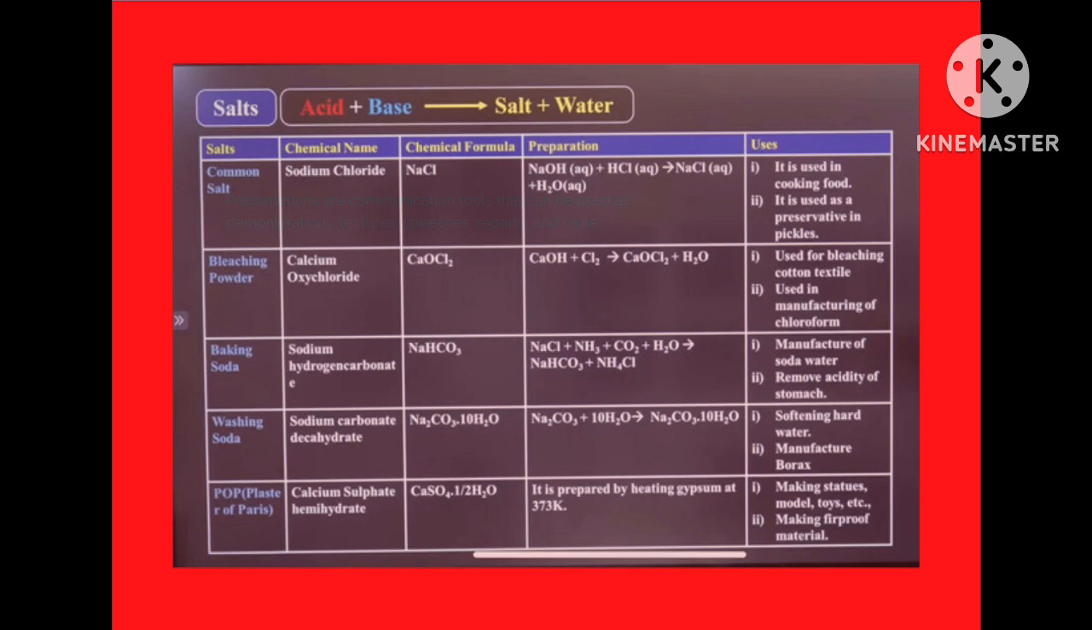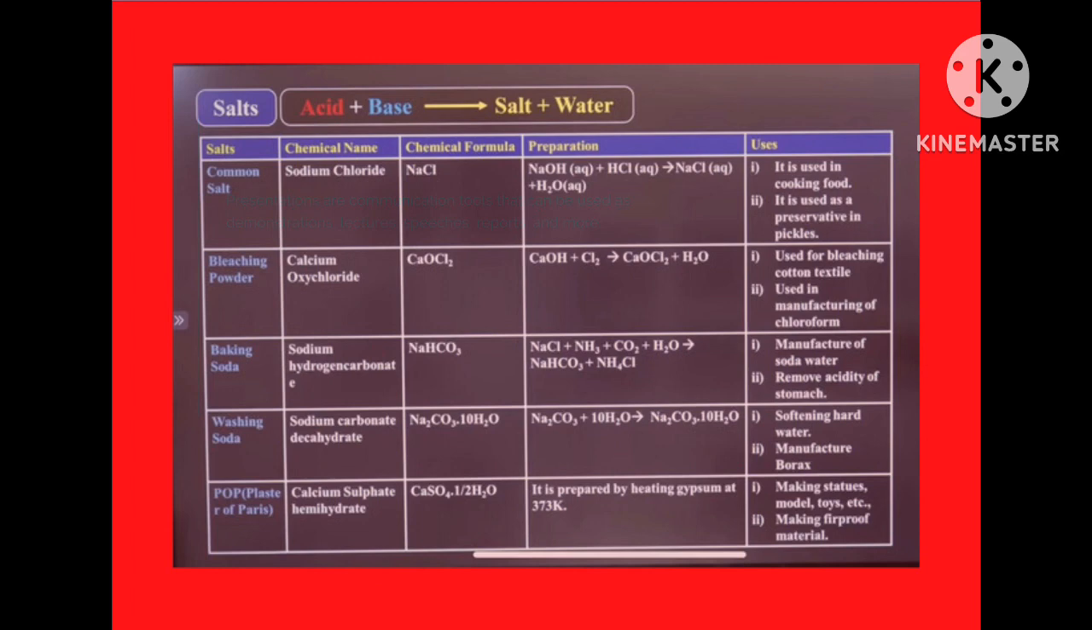When electricity is passed through an aqueous solution of sodium chloride, which is called brine also, it decomposes to form sodium hydroxide. This process is called chlor-alkali. I am repeating, this process is called chlor-alkali process because of the products formed, that is chlor for chlorine and alkali for sodium hydroxide. Next salt we are going to start is bleaching powder.